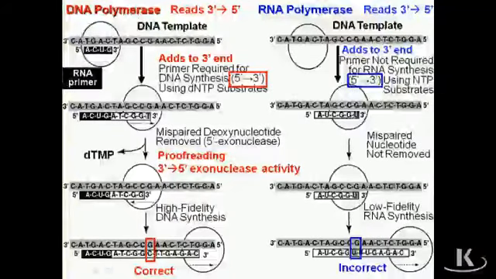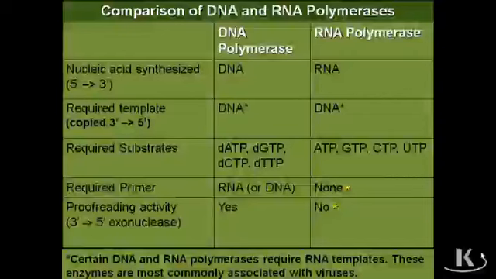We say that then DNA synthesis is high fidelity, and what that means is that the copy that's made in the end is going to look just like the template. RNA synthesis has low fidelity, meaning that the copy that gets made of the RNA is going to have some differences. It's not going to have exactly the same sequence as the DNA template.